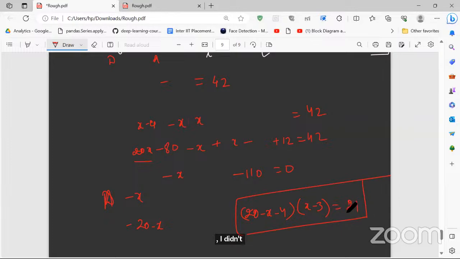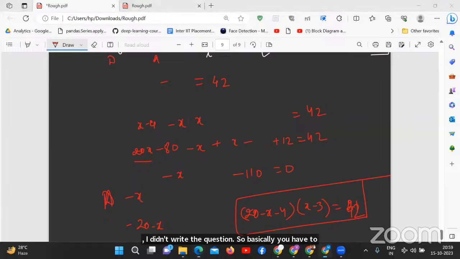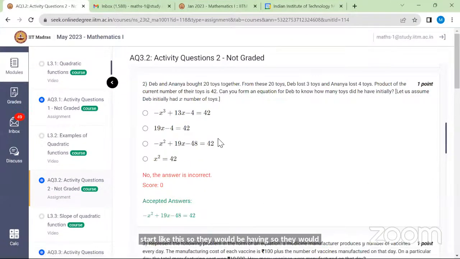Okay, so this is 42. So what mistake did I make? You can learn it from here. What did I start with? Ananya as x, and then Dev was 20 minus x. But here it is asking, can you form an equation for Dev? So Dev should be having x and then Ananya should be having 20 minus x.